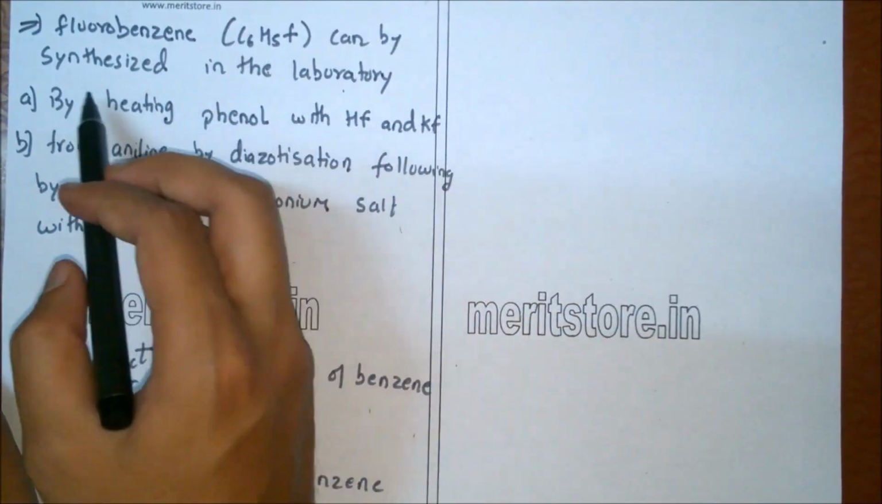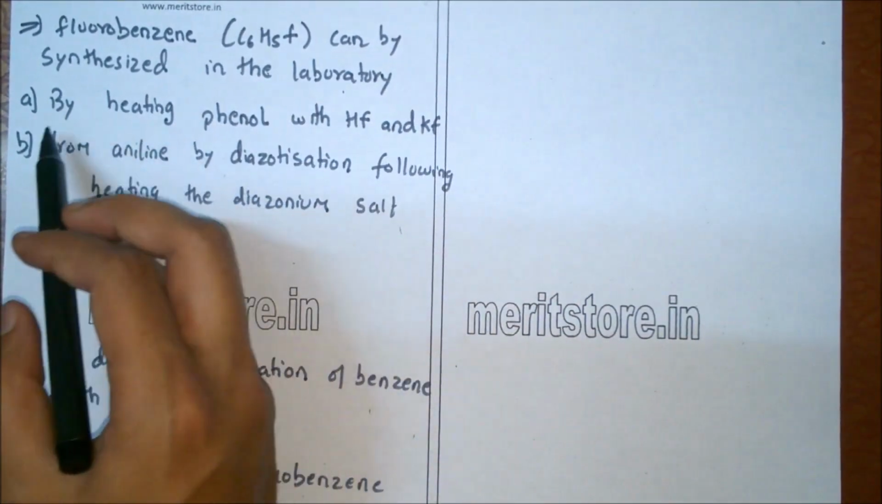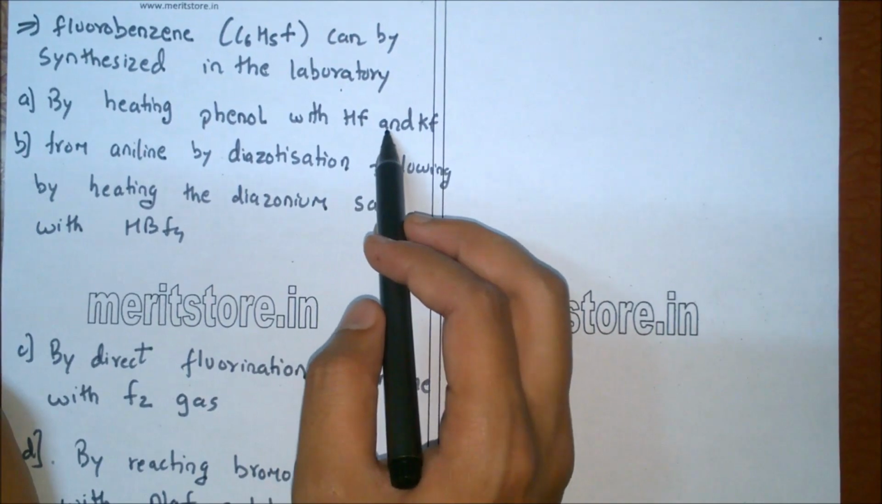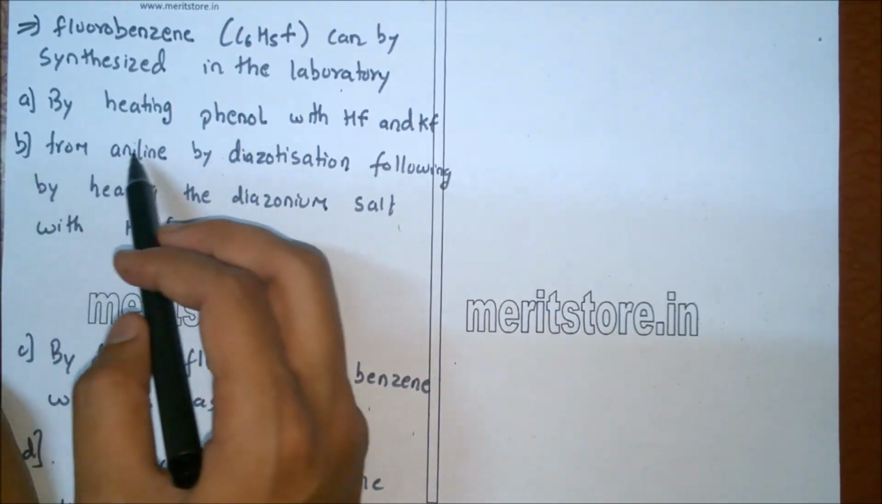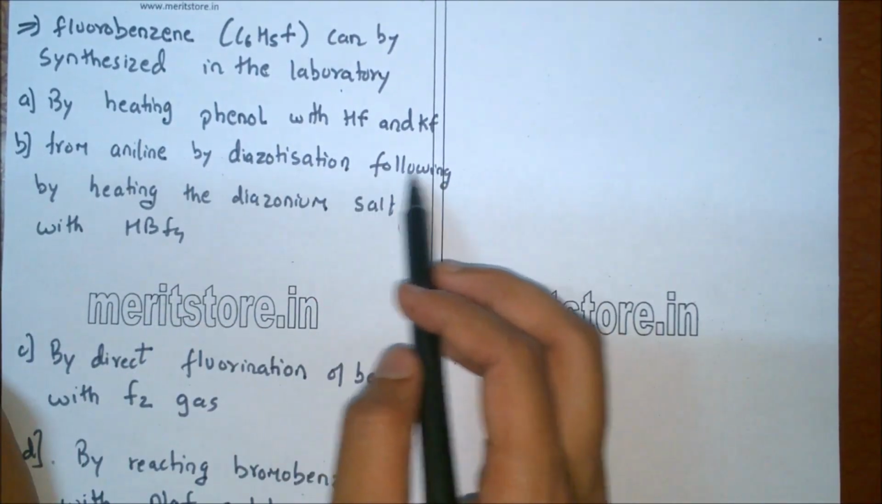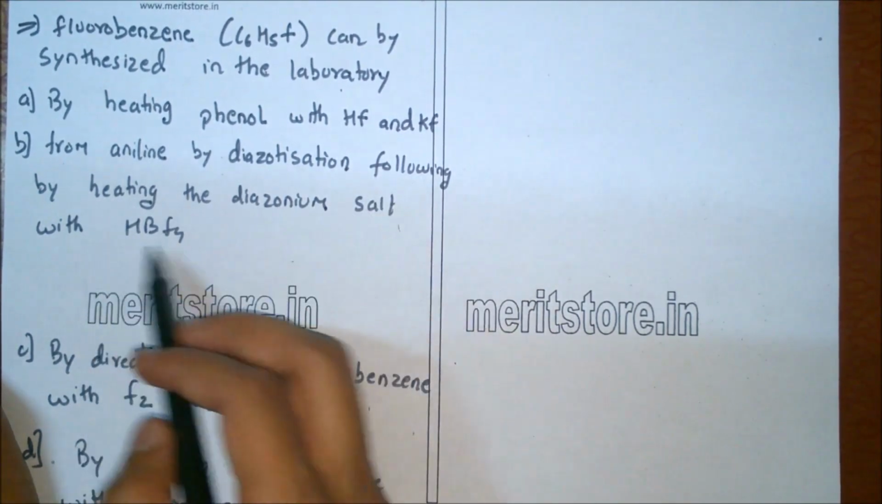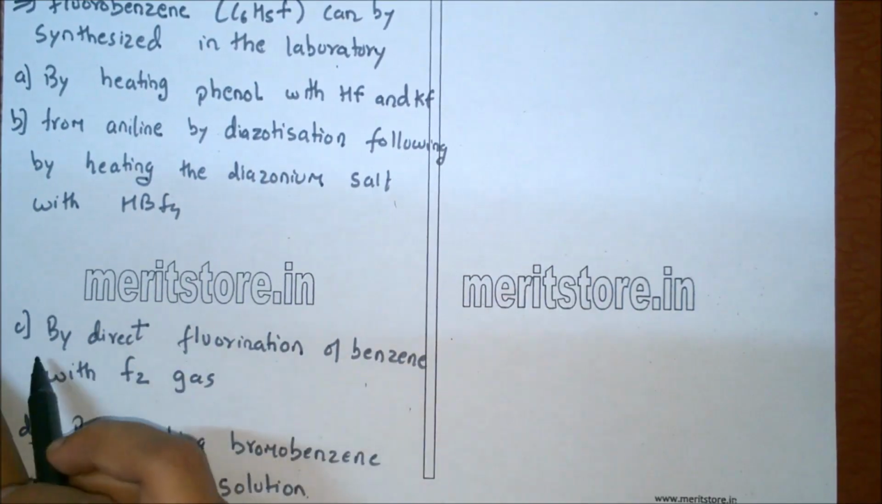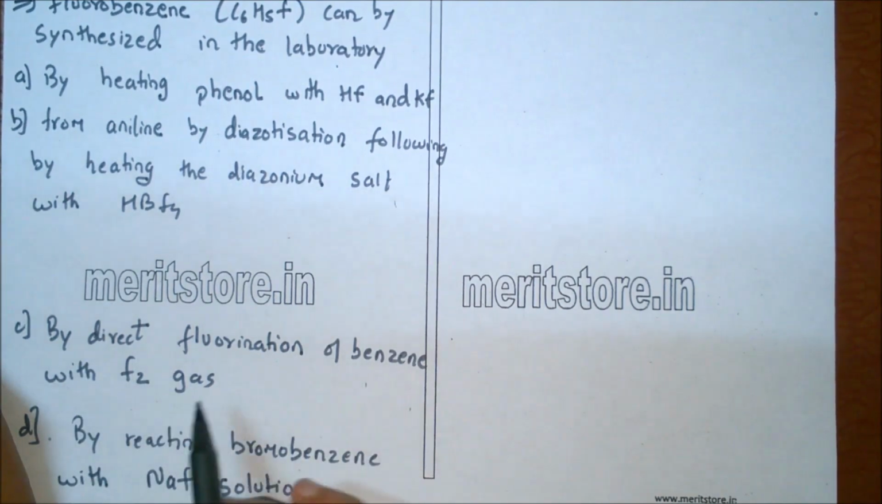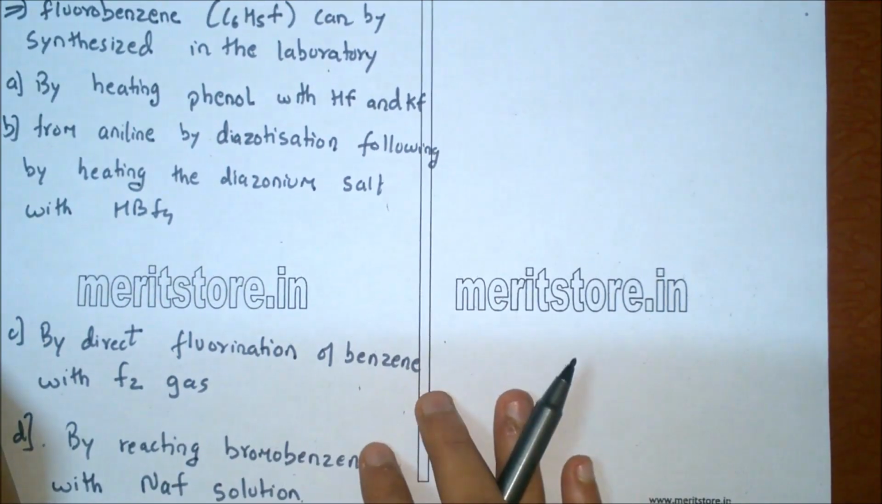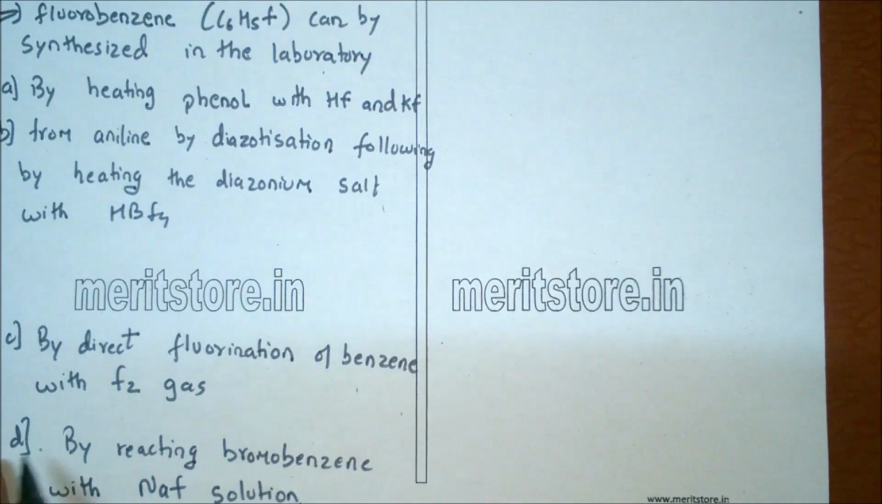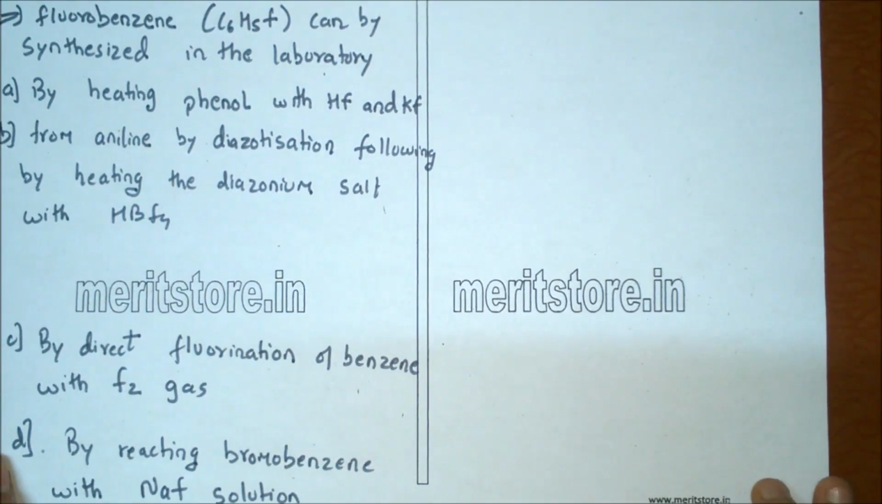Fluorobenzene can be synthesized in the laboratory. A. By heating phenol with HF and KF. B. From aniline by diazotization, followed by heating the diazonium salt with HBF4. C. By direct fluorination of benzene with fluorine gas, that is F2 gas. D. By reacting bromobenzene with NaF solution.